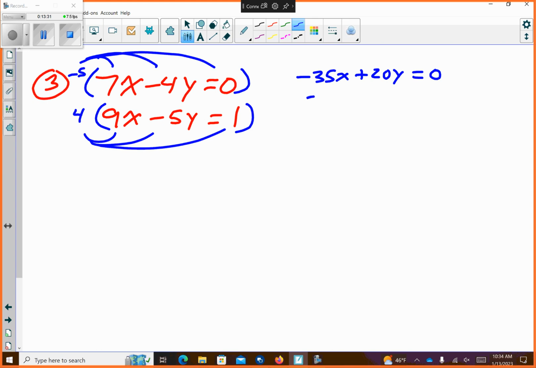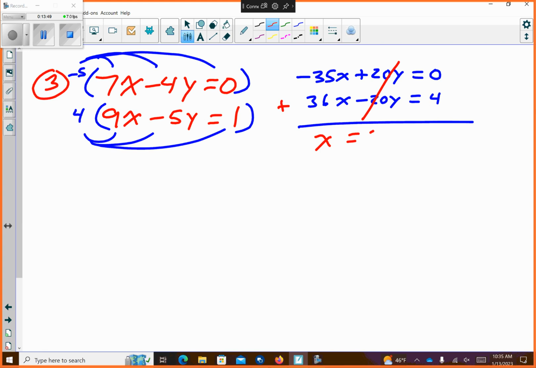And that's going to give me, what, 36x minus 20y equals 4. I don't know. Jack might have been on to something, but I think he's wrong. Because negative 35x plus 36x is x. Oh, those cancel out. Ooh, I retract my statement. Jack was correct. Good deal.